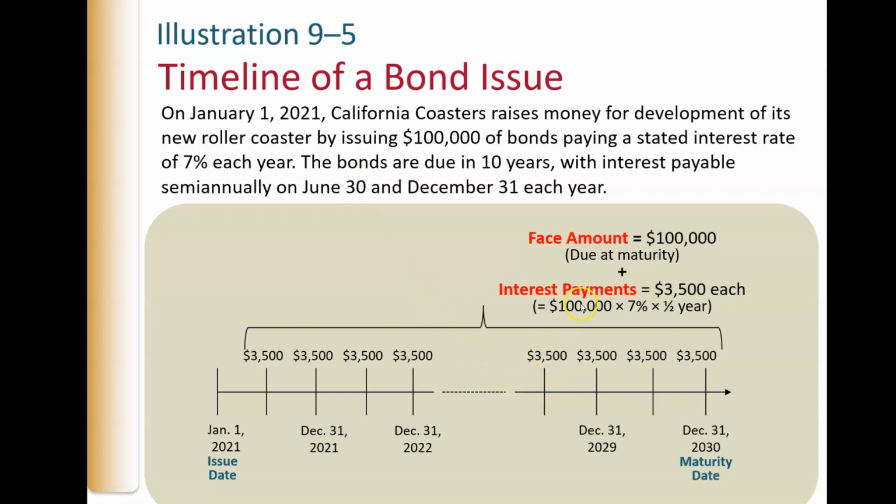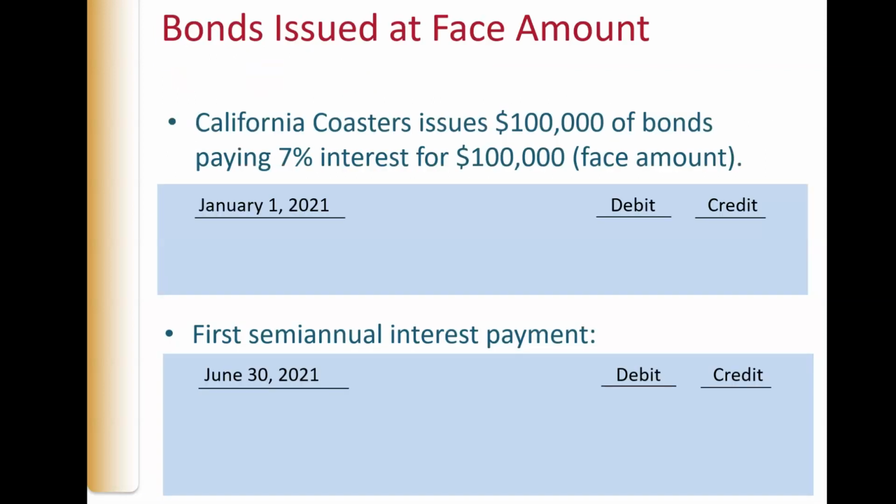So the way the bond works is on the issue date, we have what's called an issue price. How much will you give California Coasters if they promise to pay you $100,000 at the end of 10 years and they promise to pay you 7% interest on that, or $3,500 every 6 months for the next 10 years. The issue price is how much you will give them. And the issue price depends on the market rate of interest.